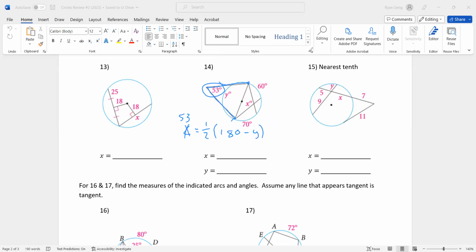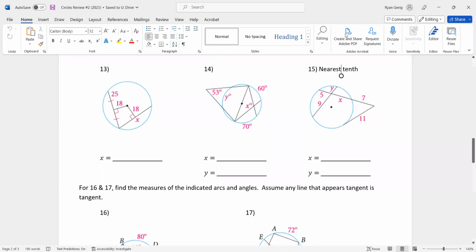Okay. Number 15 is less than 6 as well. We're dealing with segment lengths. We went from angles to segment lengths. Things change. We'll do the X first. So that's going to be 11 squared because it's a tangent line.